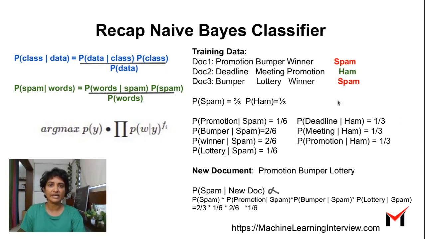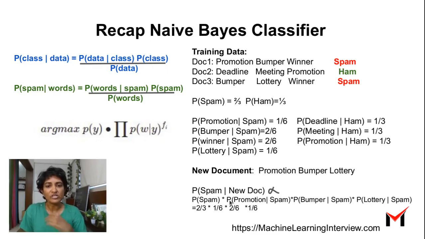So you're given this training data where you have these toy documents with just a few words, and then you can compute the probability of spam given the words and the probability of ham given the words. For a new document, whichever is higher, the probability of spam given the document or the probability of ham given the document, is what you would finally take as your outcome.